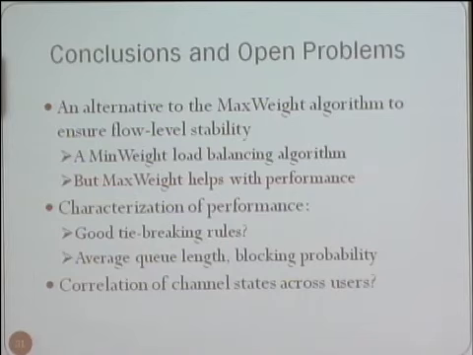So I want to leave with some conclusions and open problems. When you have flow level dynamics in the system, and the number of files in the system can fluctuate because the number of packets in a file is finite, max weight is not enough to ensure maximum throughput in the network. That's the example that Van de Ven, Borst, and Schneer came up with. And so what we have shown is that in general you actually need a min weight load balancing algorithm.